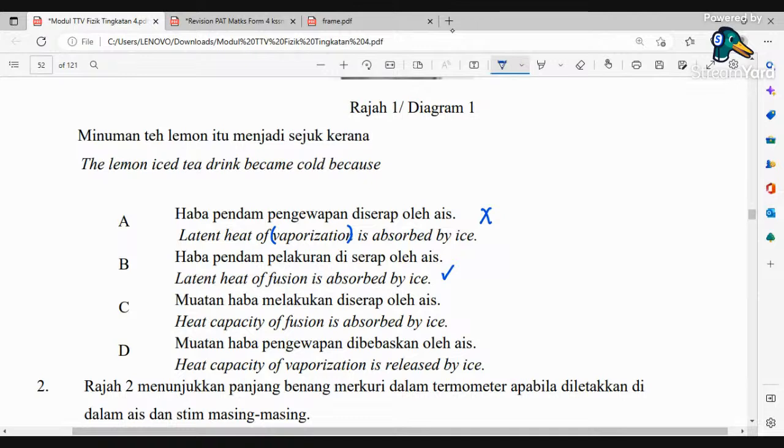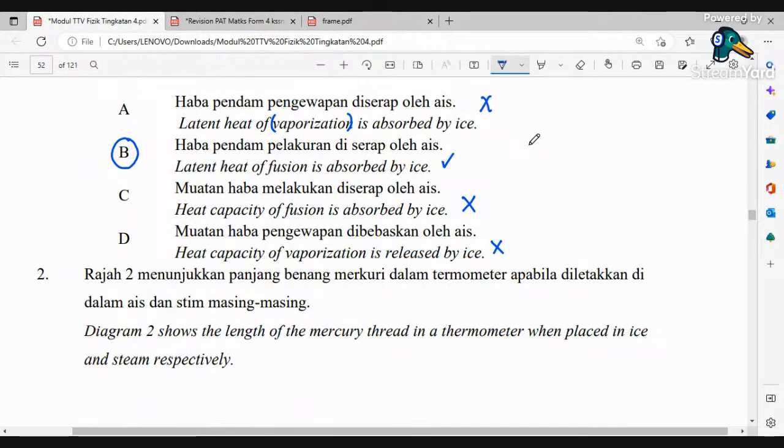Okay, let's go to the next one. C, heat capacity of fusion. So kita tak ada term ini. Heat capacity of vaporization, we also don't have this one. So the answer is B. Okay, if you have questions, just write down in chat.